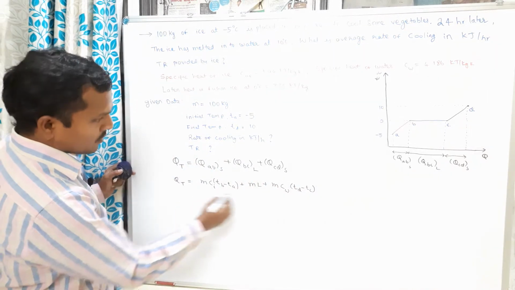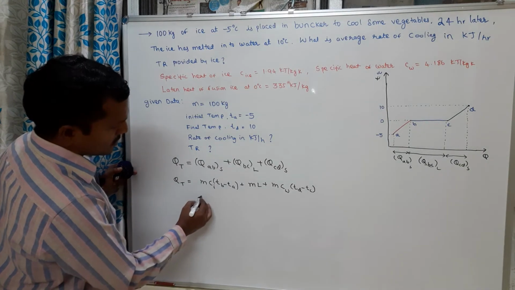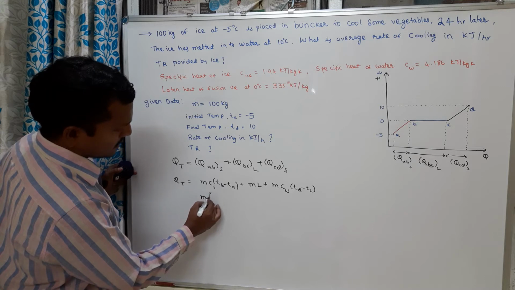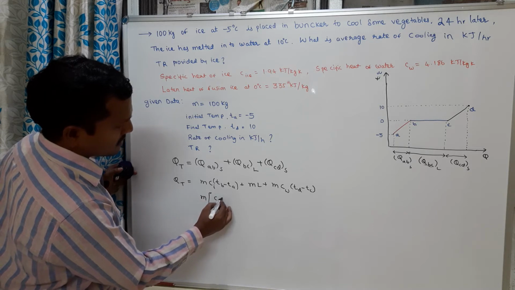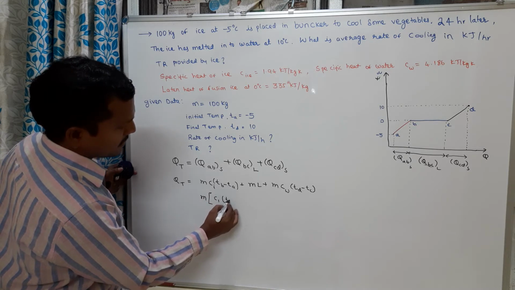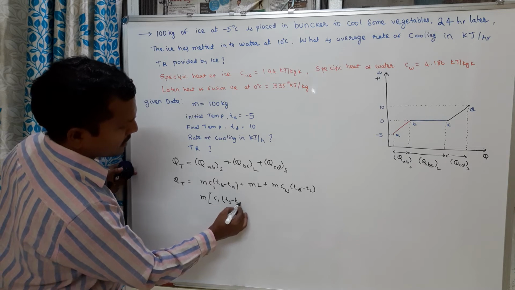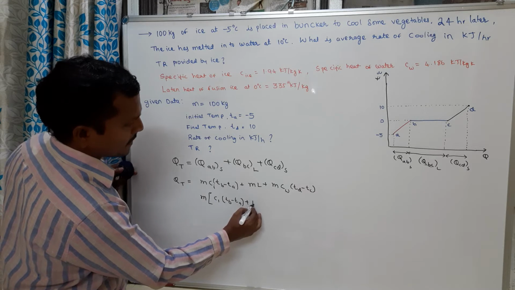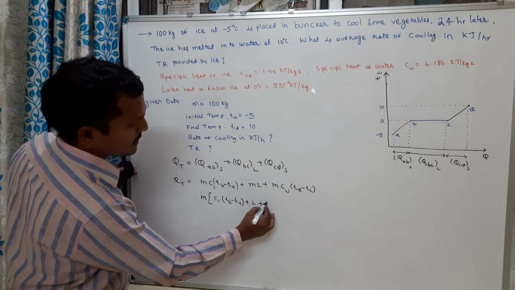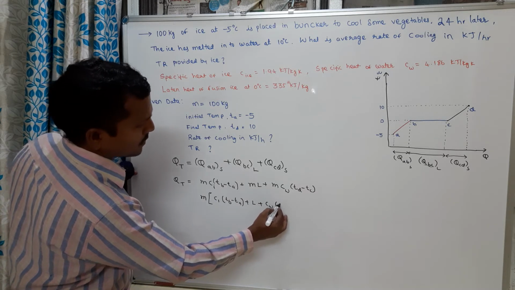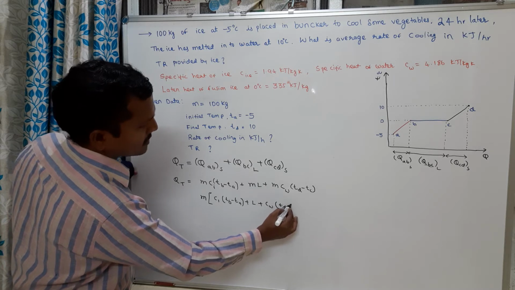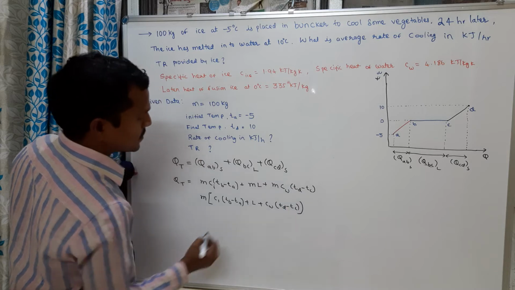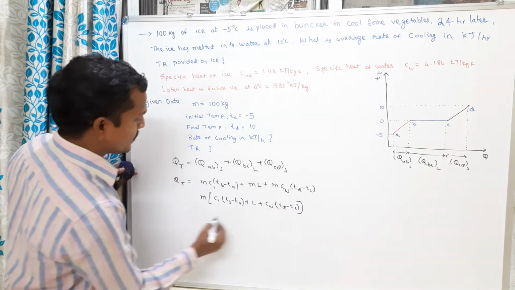So in this, the common value is mass. So mass times C1 into (TB minus TA) plus L plus CW into (TD minus TC). So this is the final equation.